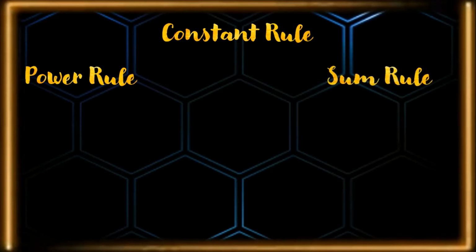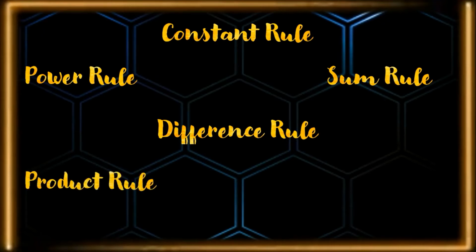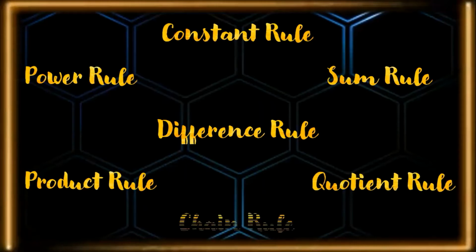Sum rule states that the derivative of the function is the sum of the derivatives. Difference rule states that the derivative of the function is the difference of the derivatives. Product rule states that the derivative of a given function is done by multiplying the first function to the derivative of the second function added to the product of the second function times the derivative of the first function. And today, I'm going to discuss the next differentiation rule, which is quotient rule.